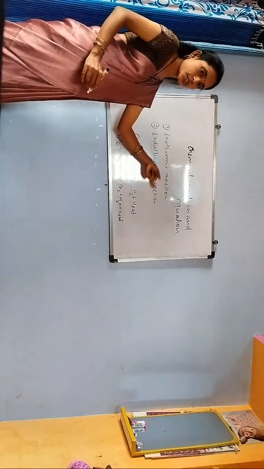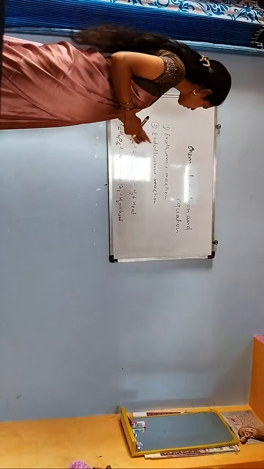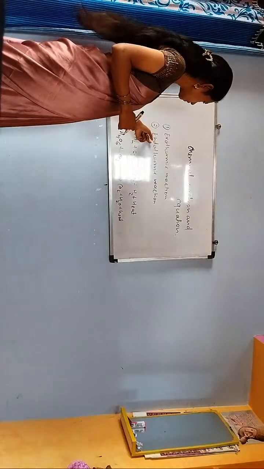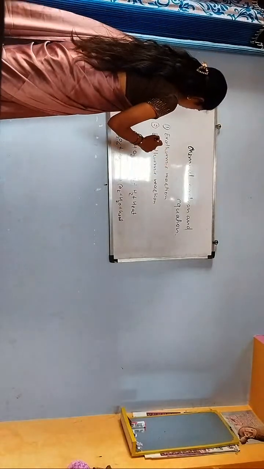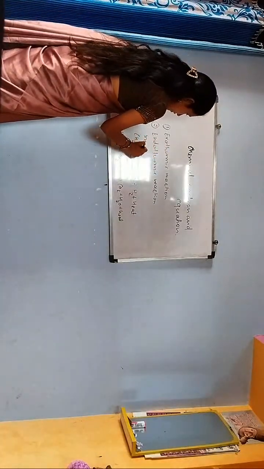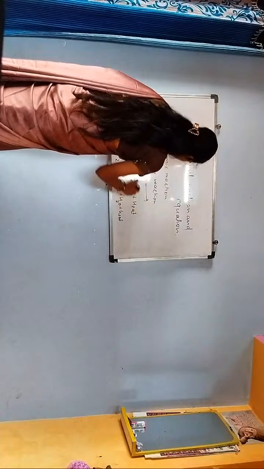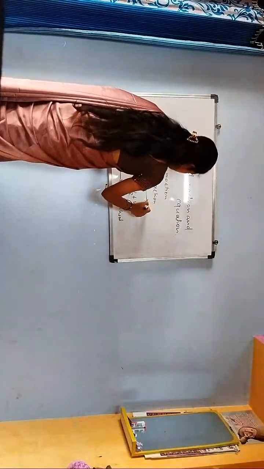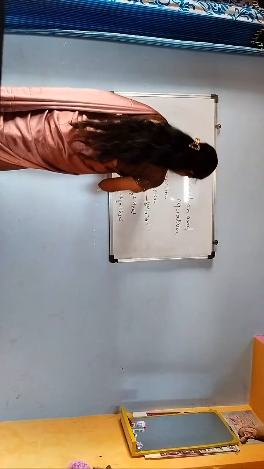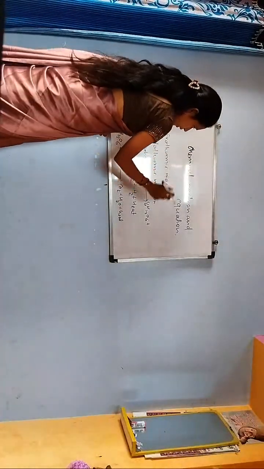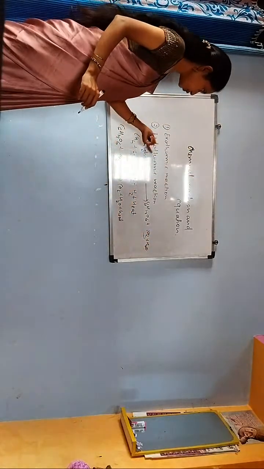Next is endothermic reactions. Reactions in which surrounding heat energy is absorbed along with the formation of product are called endothermic reactions. An example of an endothermic reaction is photosynthesis: in the presence of sunlight, CO2 and H2O give C6H12O6, and heat is absorbed in this reaction. So we call it an endothermic reaction.